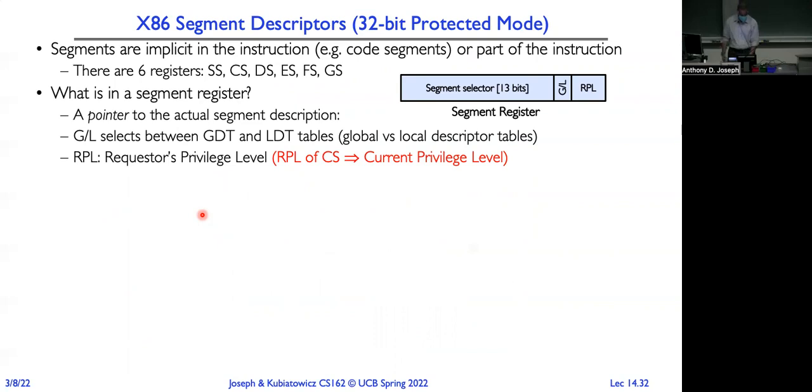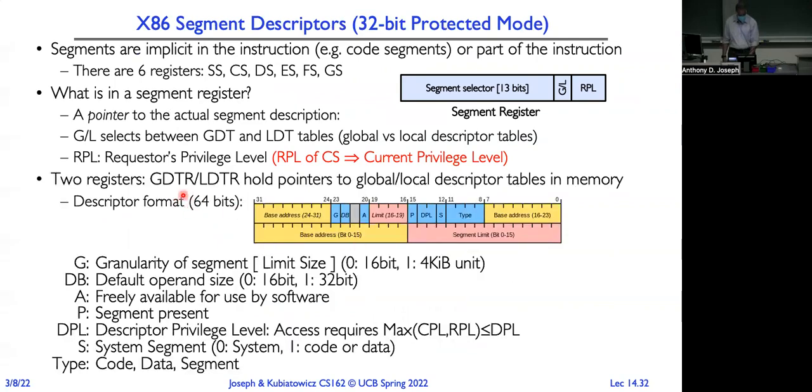Then there's the current requester privilege level. And this is what the actual descriptor looks like. It contains a lot of information. I'm not going to go through all of it. It tells you what kind of segment it is, whether it's a code, data, or other segment, and that's important because code segments are execute only.